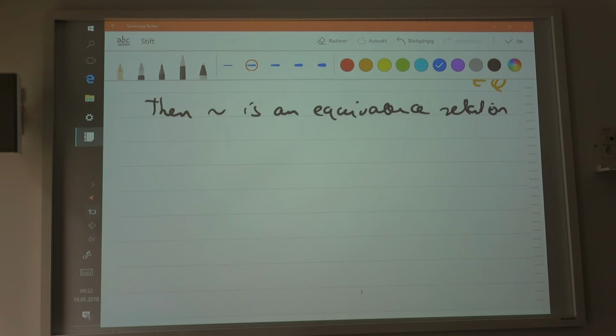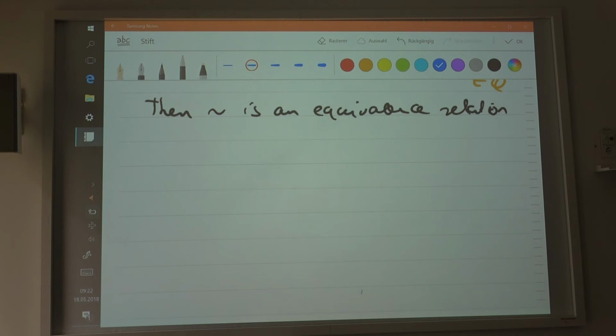And now we collect every equivalence class on the set of real numbers, okay? And this set that will contain the representative of each and every equivalence class will be the so-called Vitali set. Okay, so that's what we're doing.